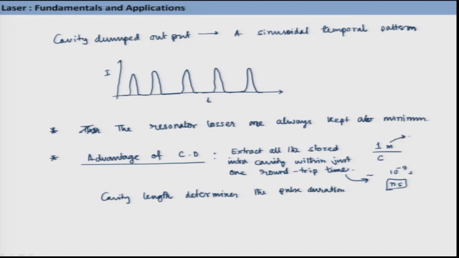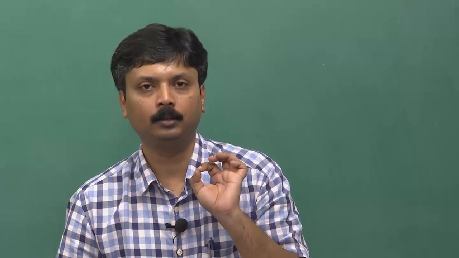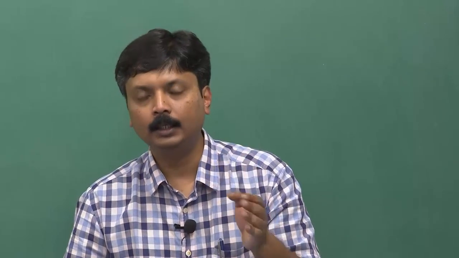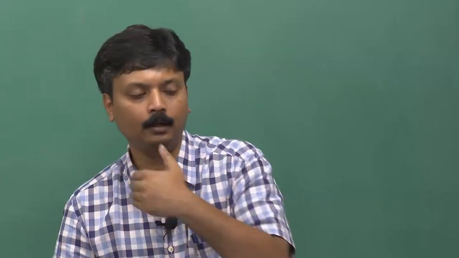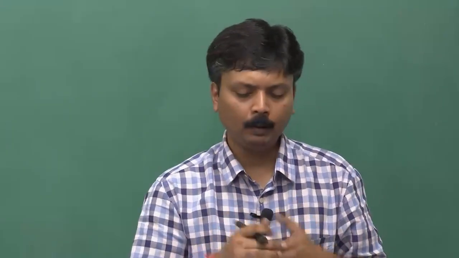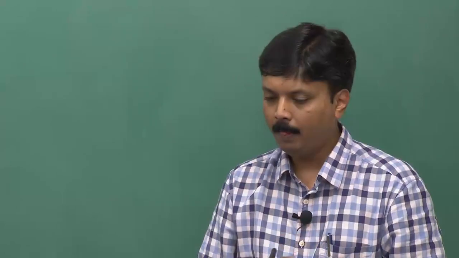So 1 meter is, suppose, the round trip length, and c is the velocity in meters per second, and you get this much time for releasing all the photons. So in the case of high repetition rate lasers also, you can get high peak energy and short pulse duration, which we will see in the case of Q switching may not be that easy. Q switching is another pulsing technique that we will look at next.